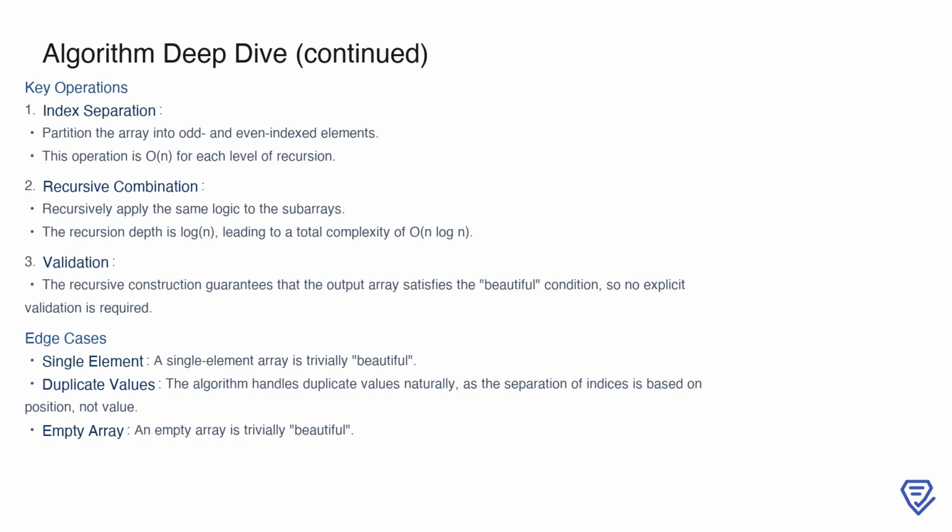Finally, because the recursive construction guarantees that the output satisfies the beautiful array condition, there is no need for explicit validation. As for edge cases, the algorithm handles them naturally. A single element array is trivially beautiful since there are no pairs or triplets to evaluate. Duplicate values do not pose a challenge, as the separation is based on index, not value. Similarly, an empty array is considered beautiful by definition, as there are no elements to violate the condition. These considerations make the approach robust and adaptable to different input scenarios.